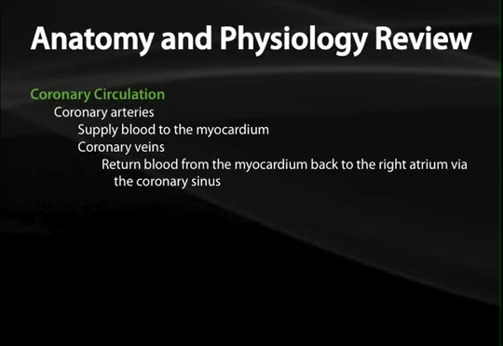The circulation within the heart involves the coronary arteries, and that supplies the blood to the myocardium. The coronary veins will return the blood from the myocardium back to the right atrium from the coronary sinus.